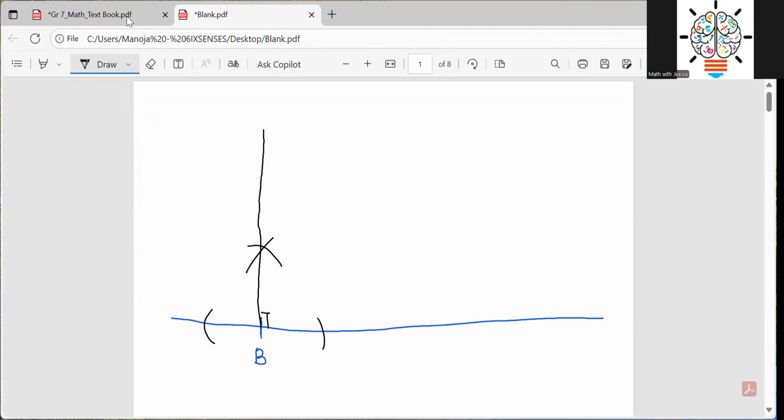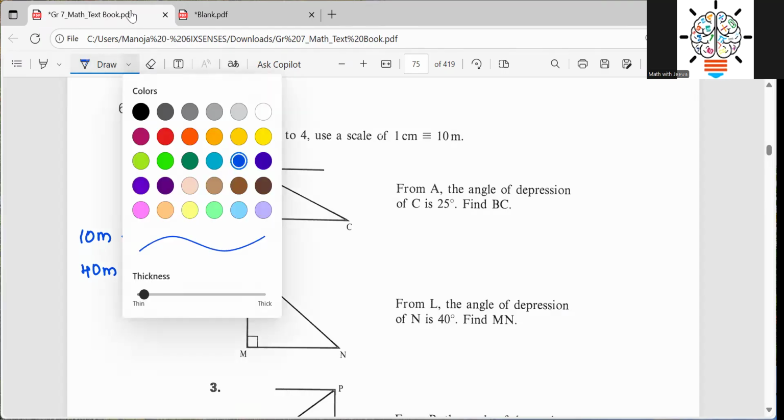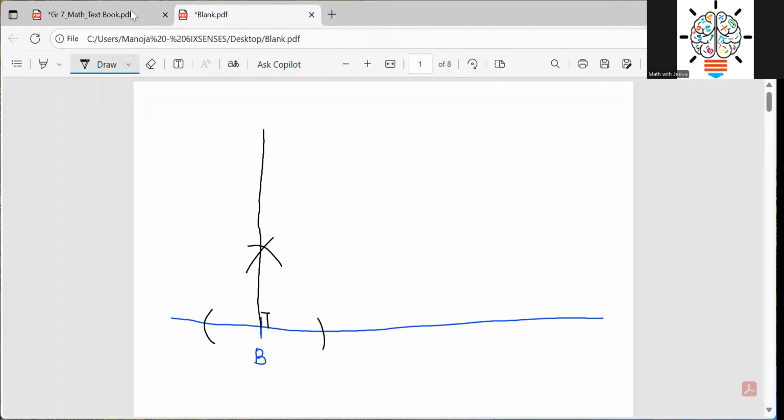And here it should be 4 centimeters now. You open your compass and measure 4 centimeters and mark 4 centimeters like this, right? I'll take a different color to show you the different steps, that this is 4 centimeters.